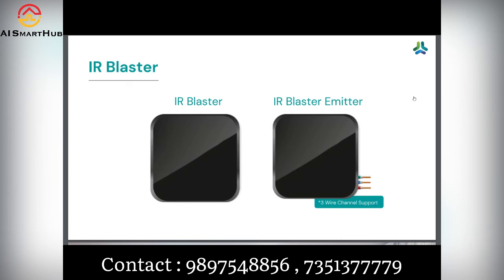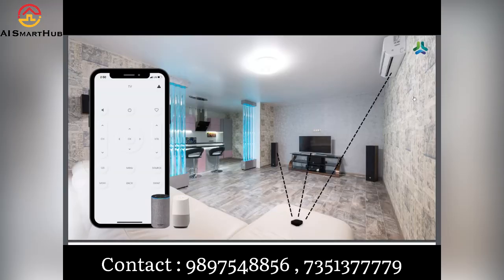First is IRB, that is IR blaster. Another is IRBE, which means IR blaster with emitter. The first model is self-explanatory. It contains only the IR blaster. As you see in the image, there are three remote-operated appliances in the line of sight with the IR blaster, so all three appliances can be controlled through the IR blaster.